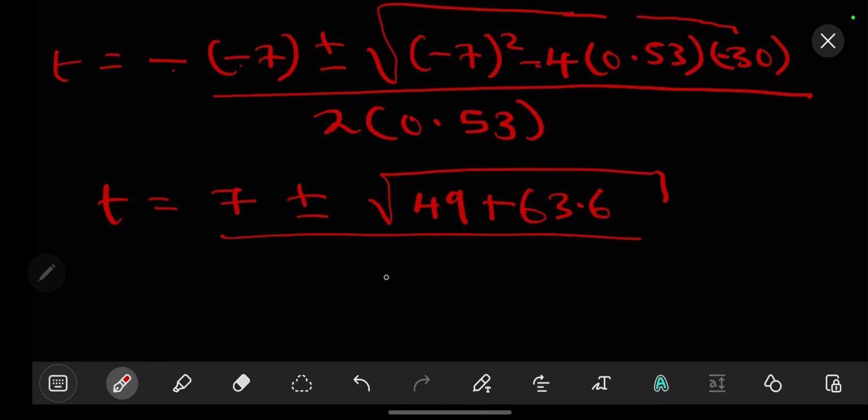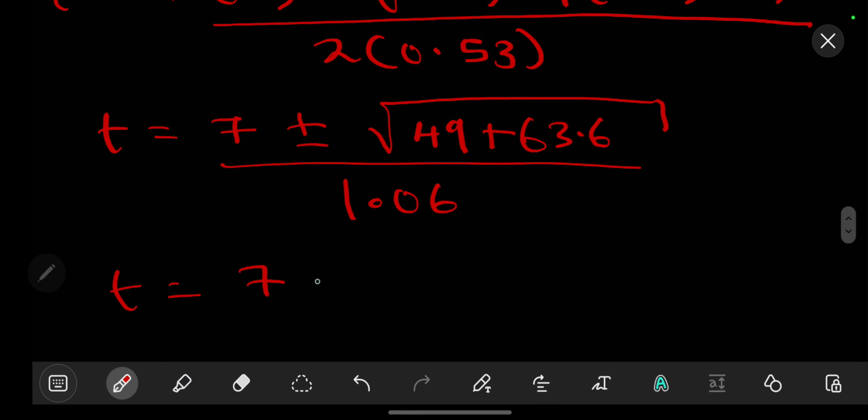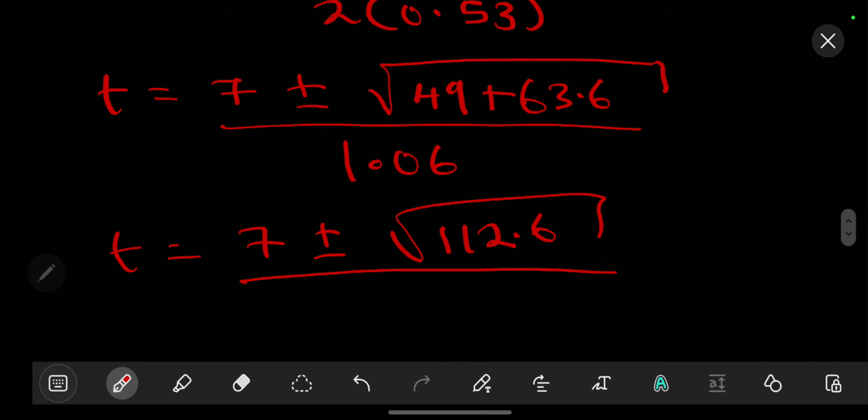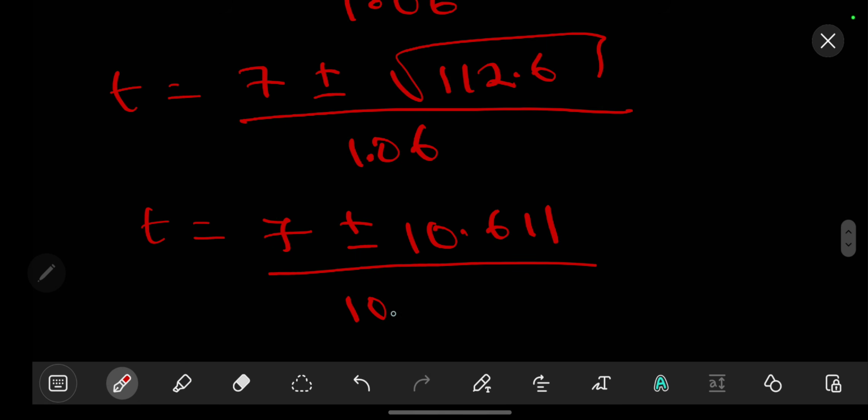Then we divide by 2 by 0.53. This will give us a value of 1.06 like that. So our time should be equal to 7 plus or minus the root of, when we add our 49 plus our 63.6, this will give us a value of 112.6 like that. Then we divide over 1.06. Then we are going to have our time should be equal to 7 plus or minus the square root of 112, which will give us a value of 10.611 like that.